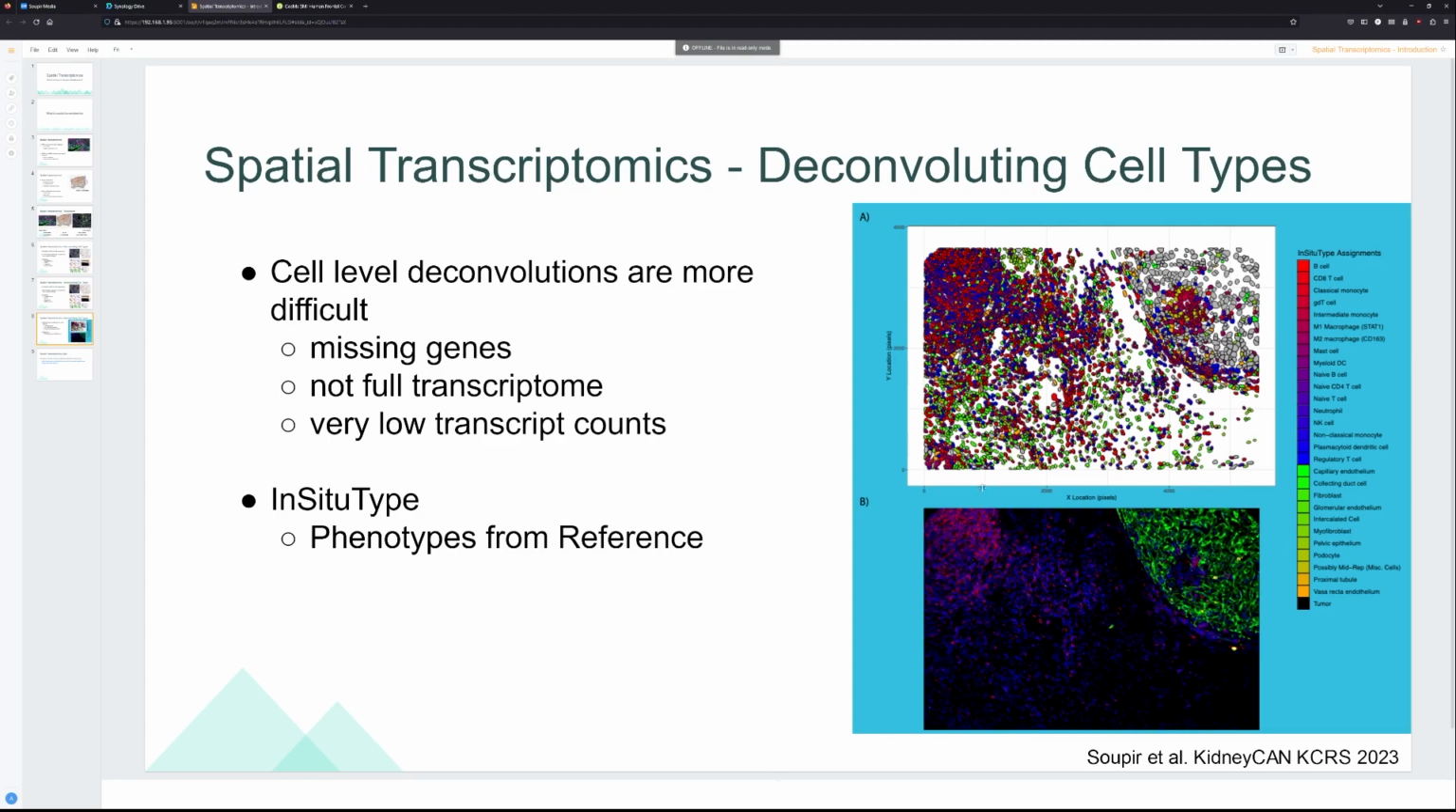So here on the right-hand side, I have one of the images from a sample of mine, and we can see that we have our cell level information, and we were able to use InSituType with the kidney cell atlas in this case, because it was for kidney cancer, and deconvolve each cell into what it is most likely to be. And we can see in the upper left or upper right that we have some gray cells, and that's the tumor cells in the sample.